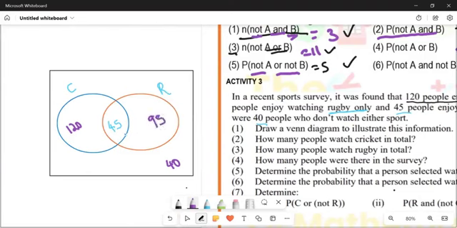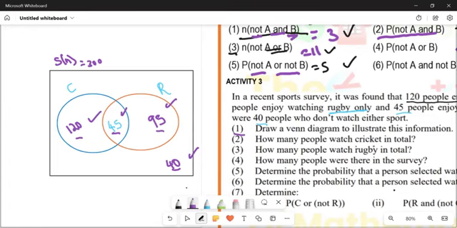Now, the question that follows is, how many people did we have so that we can put our sample space here? Number of people that we had. How many do we have? We have 120 plus 45 plus 95 plus 40. What do you get? So the total number of people was 300. So this is going to be our sample space. Now, on number one, they said we should draw the Venn diagram.